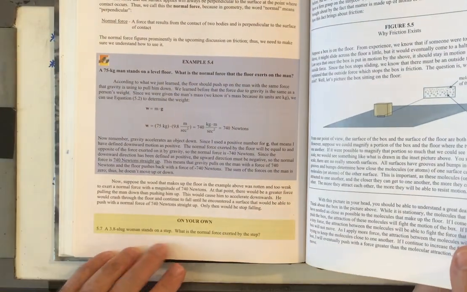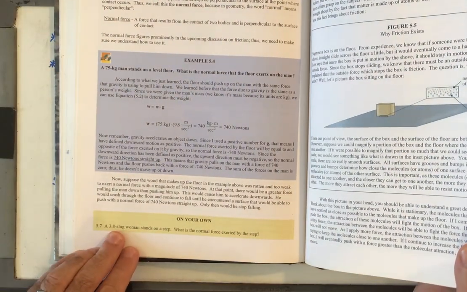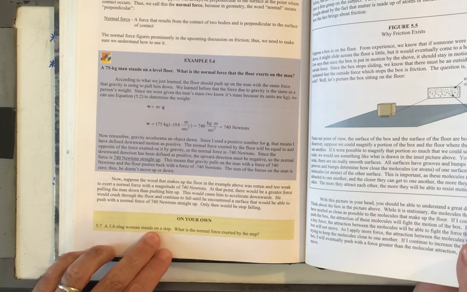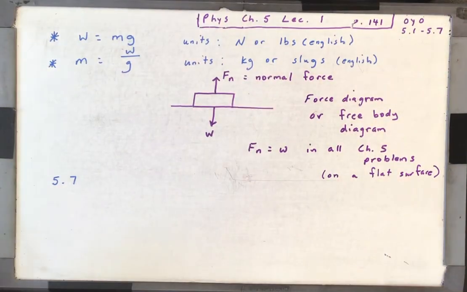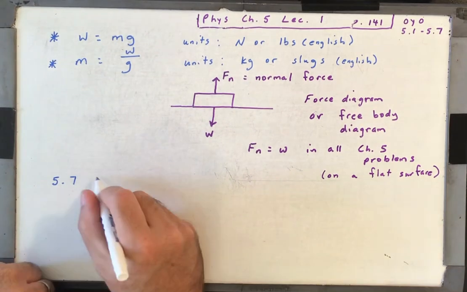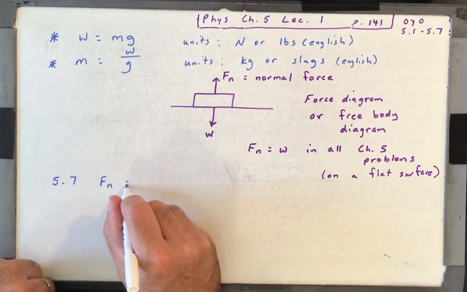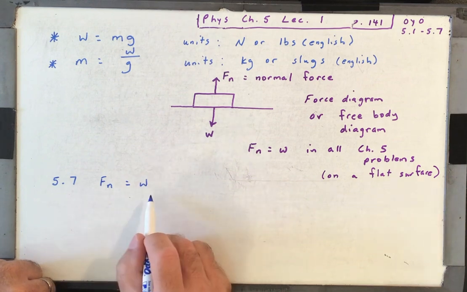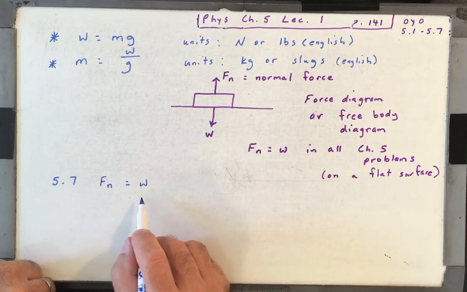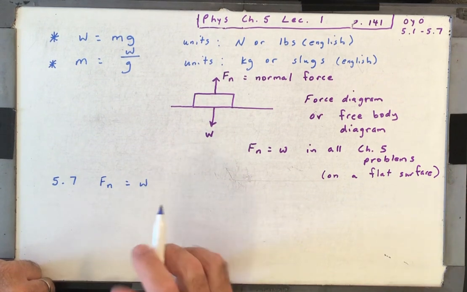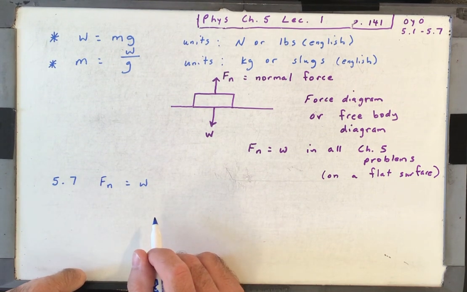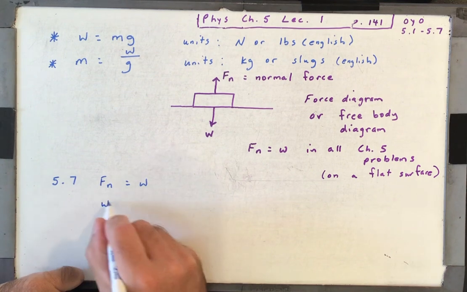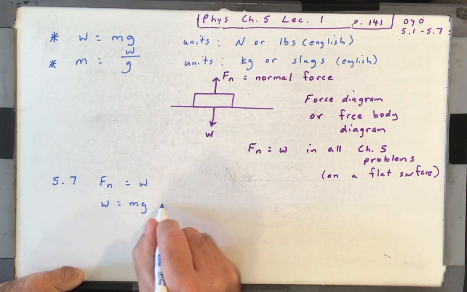All right, so we are on page 154 here, right at the bottom. It says a 3.8 slug woman stands on a step. What is the normal force exerted by the step? So again, in this chapter, the normal force is just equal to the weight. That's because there's no angle. All right, you're not standing at an angle. It's just a flat horizontal surface. Okay, so we need to figure out the weight of the woman. Weight is equal to mass times gravity.